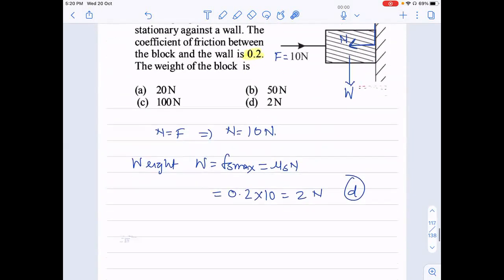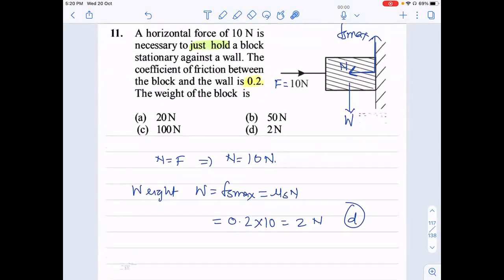In both the questions, we took this question: a horizontal force of 10 Newton is necessary to just hold the block stationary against a wall. The coefficient of friction between the block and the wall is 0.2. The weight of the block? So just hold the block means about to move. Whatever weight is there, the same will be the limiting friction Fs max. So here the normal applied force is 10, normal reaction will be 10. So weight will be equal to Fs max, which is equal to mu s into N. So that is 0.2 into 10, that is 2 Newton. So it was about to move. This 2 Newton is the answer.